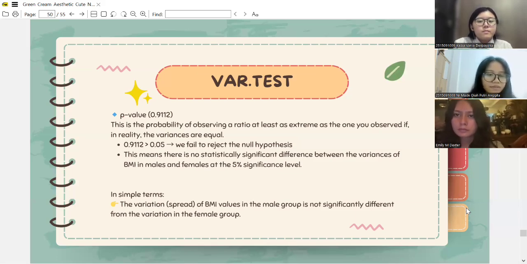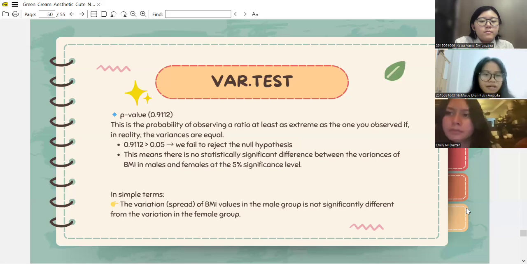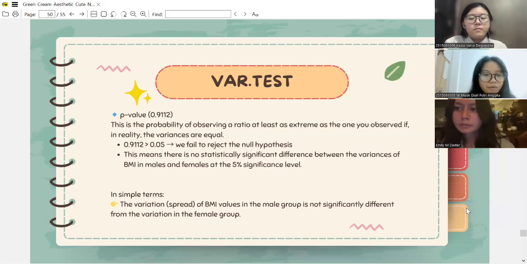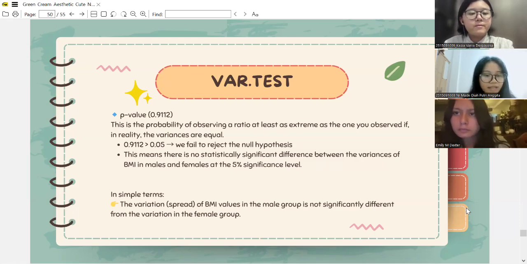So 0.991 is greater than 0.05, we fail to reject the null hypothesis. This means there is no statistically significant difference between the variances of BMI in males and females at the 5% significance level. In simple terms, the variation or spread of BMI values in the male group is not significantly different from the variation in the female group. Next.